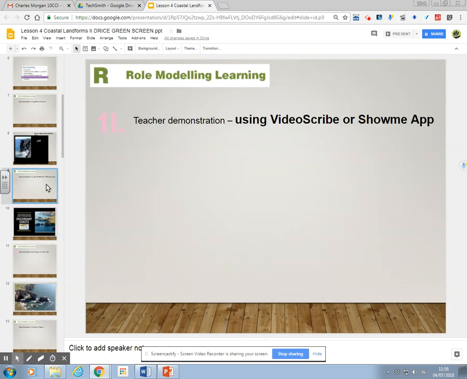Alternatively, the VideoScribe is also one called Show Me. And the Show Me app is free of charge. And I think French have been using that recently. Is that right, Anna?